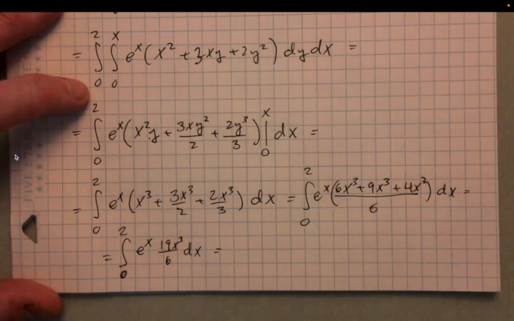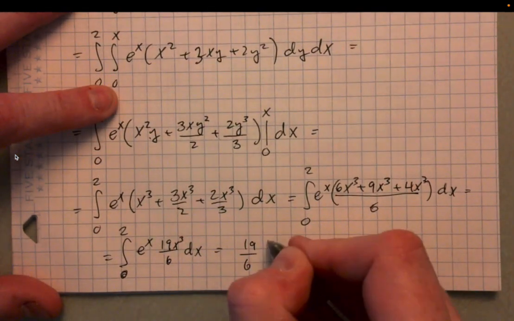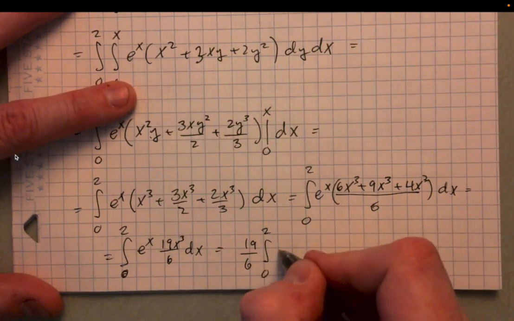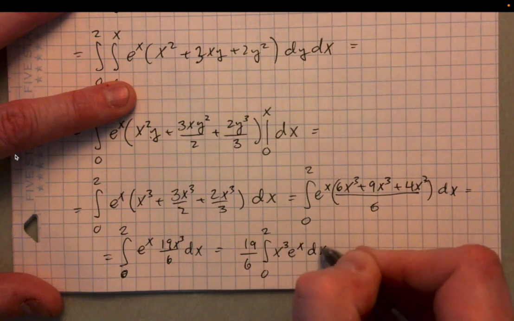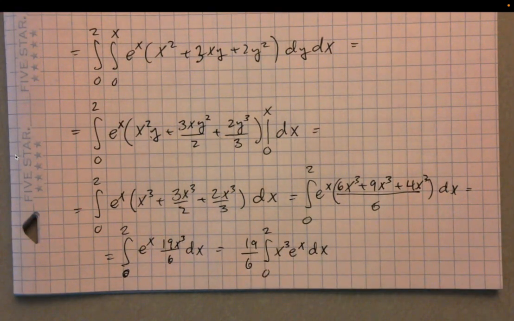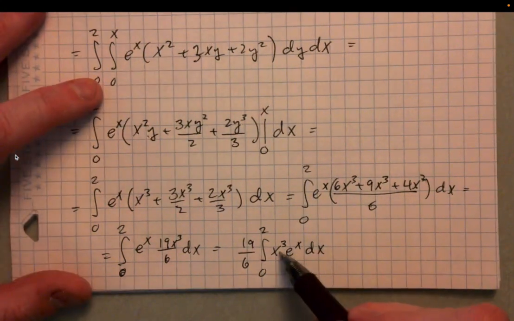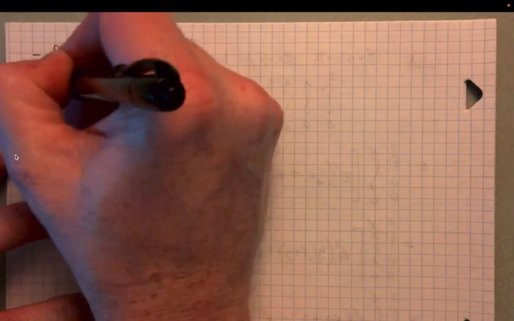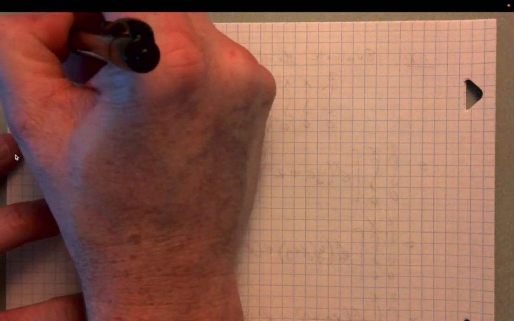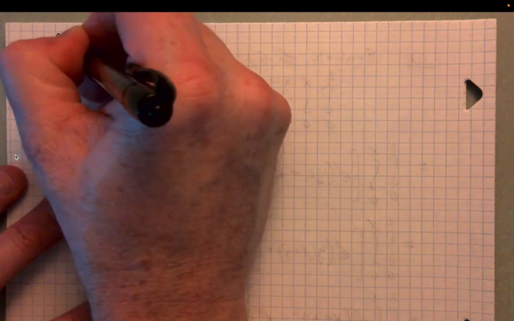Okay, and so before we go into the final integral, let's go ahead and factor out that constant. And you can see that we've got x cubed e to the x dx that we need to sort out in the final integral. If you look at this, you can probably see that this is going to require integration by parts. So this is going to be an integration by parts example. So let's go ahead and do that, and I'll just start on a fresh sheet here. So I've got 19 over 6, integral from 0 to 2, of x cubed e to the x.